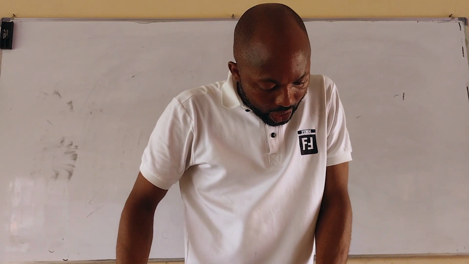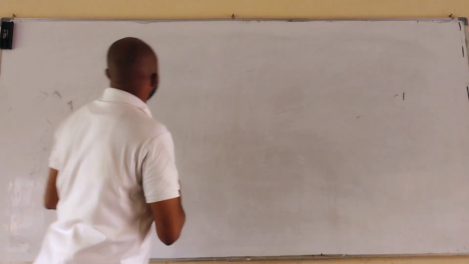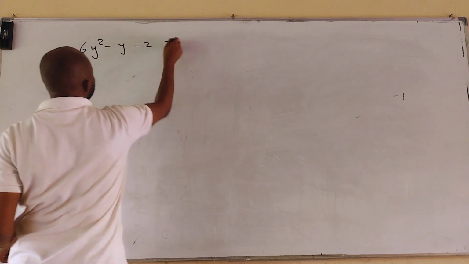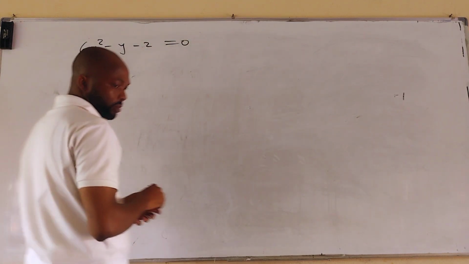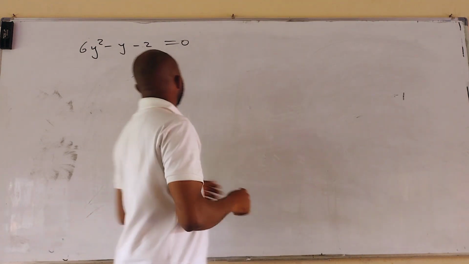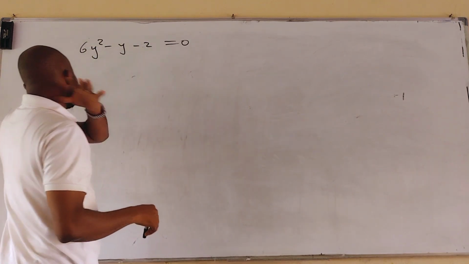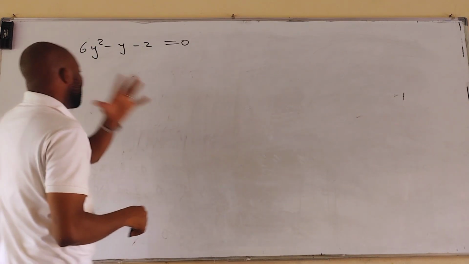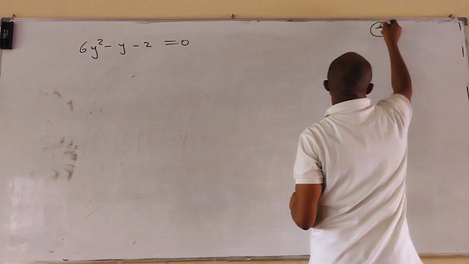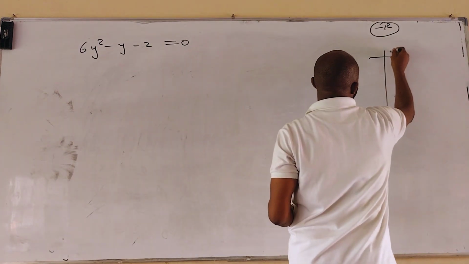We have 6y squared minus y minus 2 equals 0. From here, we multiply the first and the last. 6 times minus 2 is minus 12. So let us put it here, minus 12. We ignore the minus for now and call it 12.